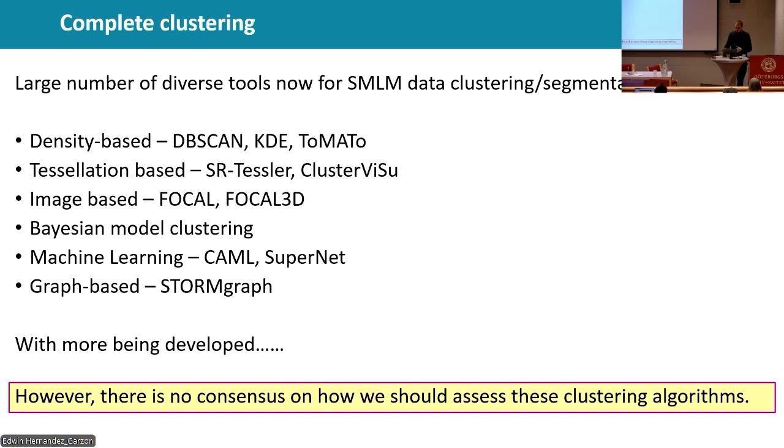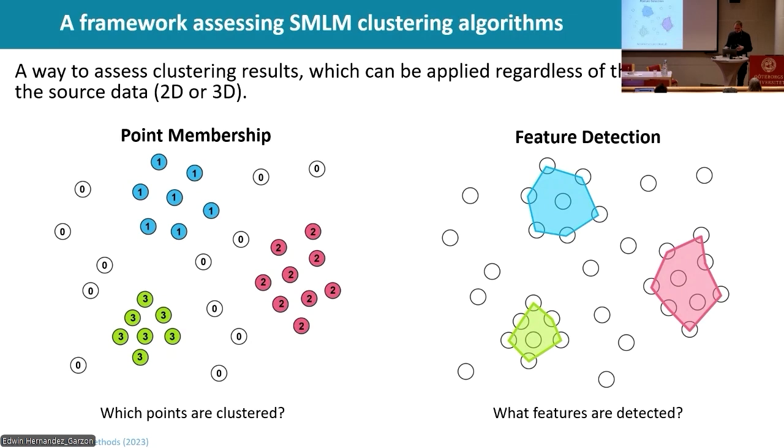And that was the idea of Daniel and Dylan, to develop a framework to assess how clustering methods would work and how accurate the result would be. The idea was to use two different features: point membership and feature detection. Point membership says which points are clustered, and feature detection is what features are detected, and how we can use them to get some measure of the quality of the segmentation.